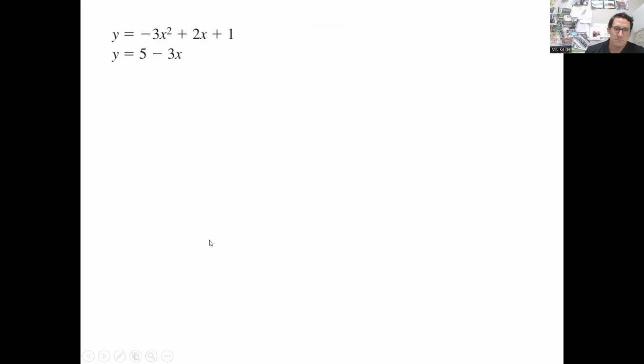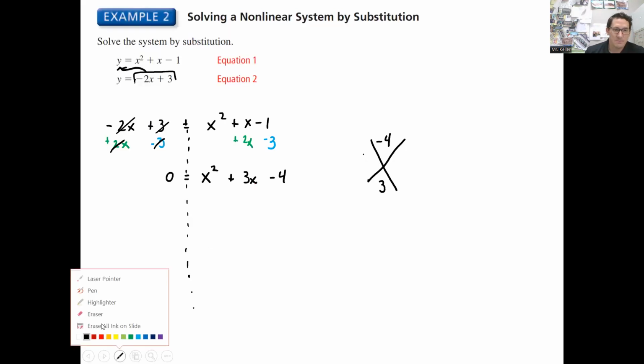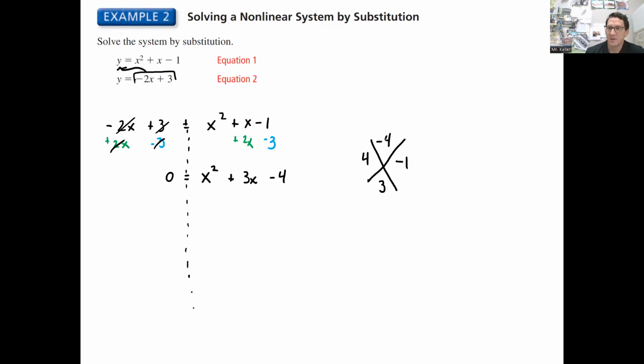Okay, positive. Great. Isn't that fun when it does that to me? +4, -1. So +4 times -1 is -4. +4 plus -1 is +3. So I get 0 is equal to x plus 4 and then x minus 1. Don't need all this down here. We're not done yet, so we have the factored form.